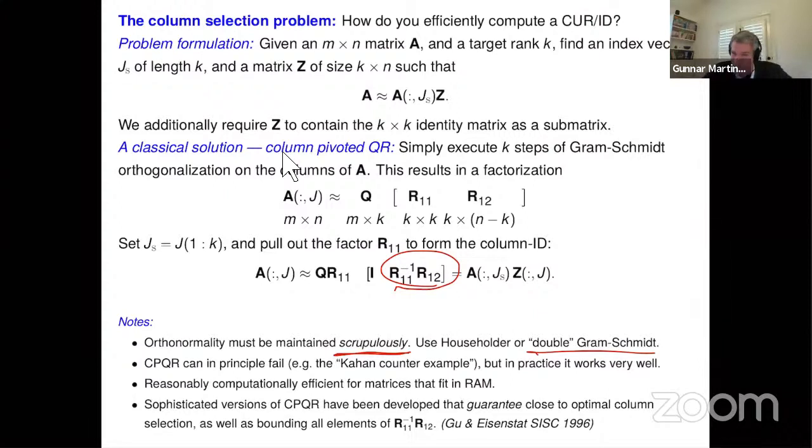But if you do that, then column-pivoted Gram-Schmidt is a wonderful algorithm. It solves this problem very well as long as the matrix is moderately sized. It can, in principle, fail. There are counterexamples, but they're very, very rare in practice. This scheme is reasonably computationally efficient as long as the matrix fits in RAM. We're going to talk about accelerations later. And from a theoretical point of view, there are very sophisticated column selection mechanisms that are guaranteed to give you reasonably close to optimal selections. This is very nice work.